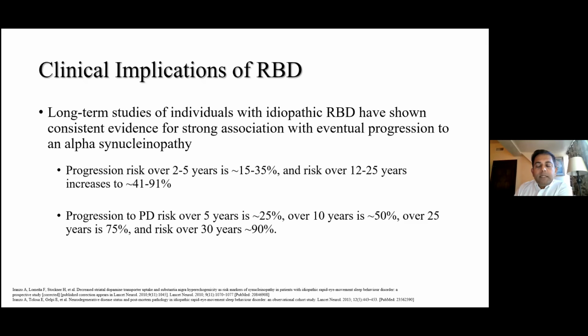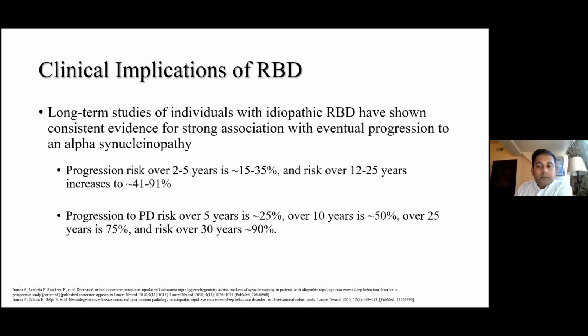But specifically in the Parkinson's disease group, of individuals that are diagnosed with RBD today, about 25% will develop Parkinson's symptoms in about 5 years. About 50% will develop Parkinson's symptoms in 10 years. 75% will develop Parkinson's in 25 years, and over 90% will develop Parkinson's in 30 years.